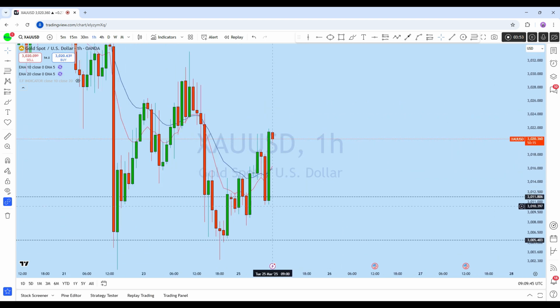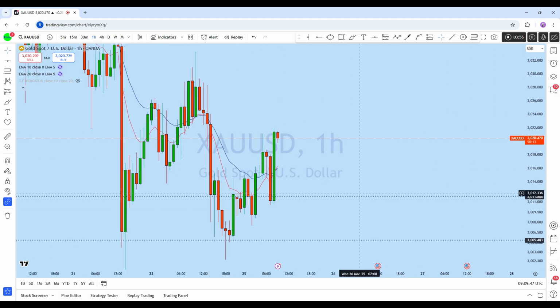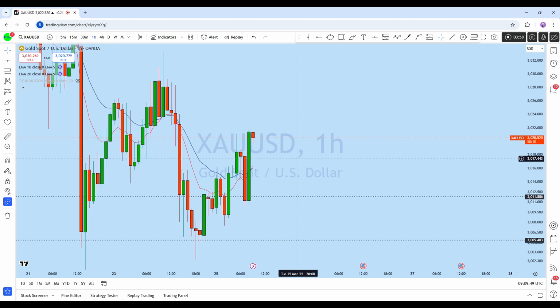And as this is a bullish impulse in the last session, during the London session, London Open, we can now expect XAUUSD to potentially trend in the major direction of the trend.